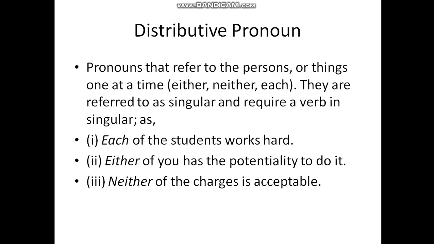Then the distributive pronoun is another category of pronouns that refer to persons or things one at a time. Examples are either, neither, each. They must require a verb in singular form. For example, each of the students works hard, or either of you has the potentiality to do it. Neither of the charges is acceptable. So the basic thing with distributive pronouns is they must take the verb in singular form, as is clear from the examples.